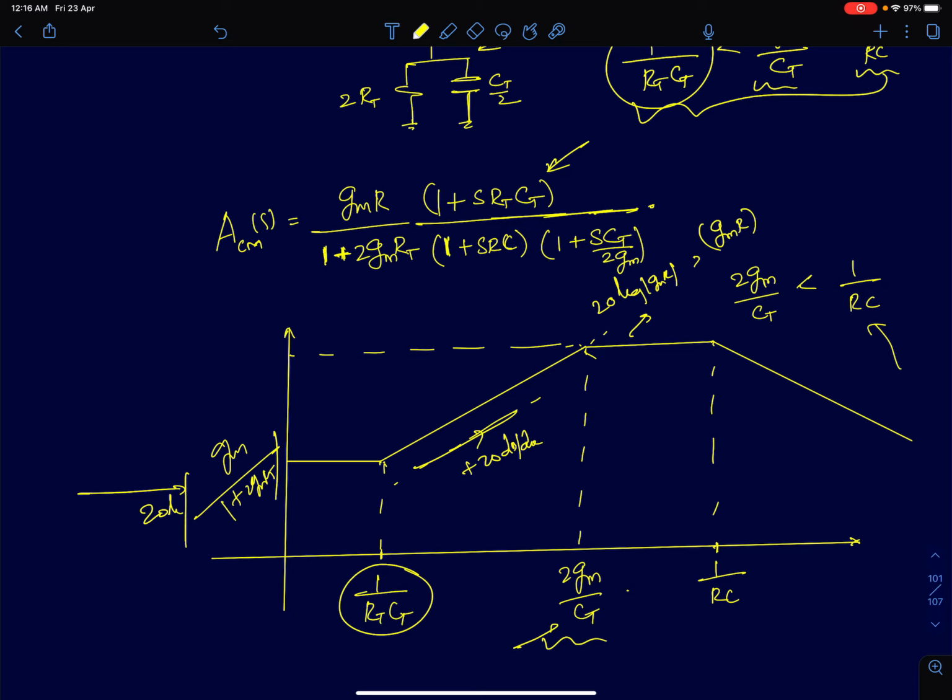And after 1 by RC, the common mode gain is decreasing. Now let's look at the common mode gain plot and try to infer what effect these capacitors have.